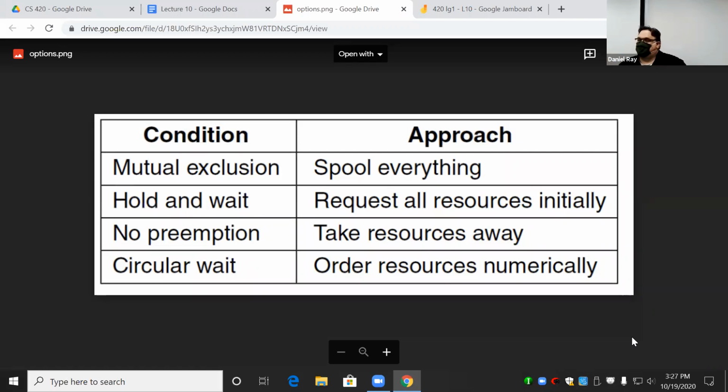Any other questions? So this is an open area of research in operating systems, by the way. Anytime I tell you there's no optimal solution, it's an opportunity for you. All right.